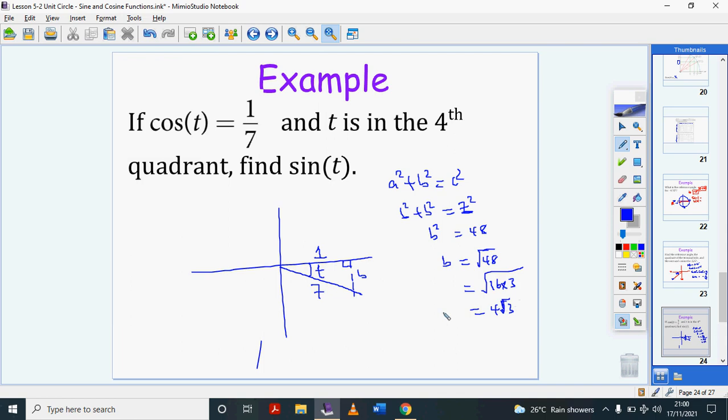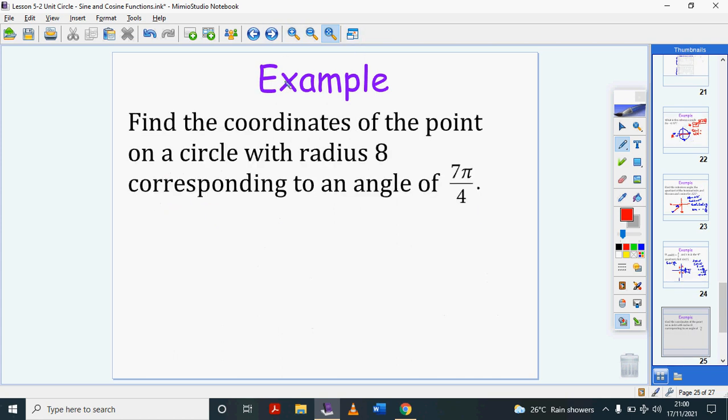That is my opposite. So to find the sine, it's going to be opposite, which is 4 root 3, divided by hypotenuse, which is 7. But this has to be negative, because sine is negative in this quadrant. Sine is negative in that quadrant. So that's how you do that.